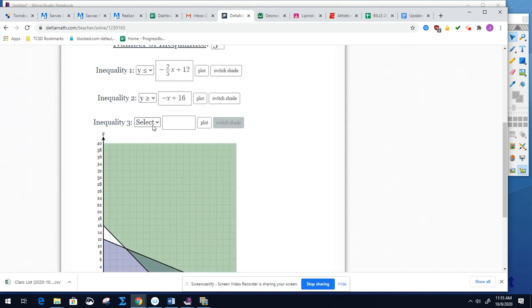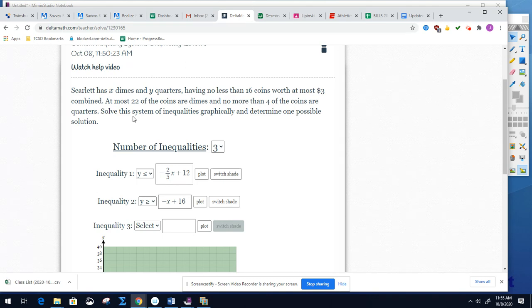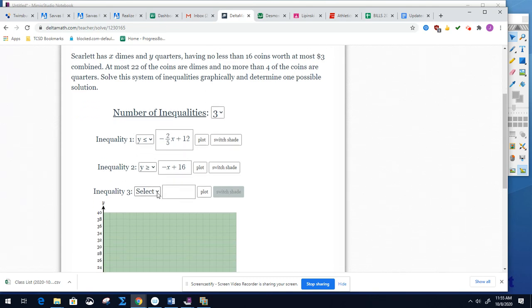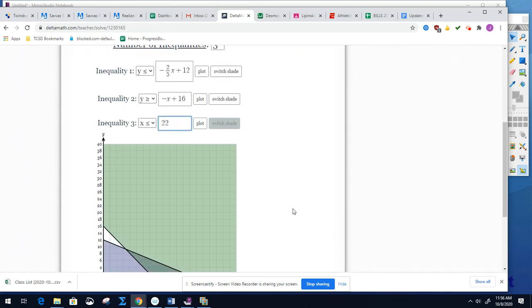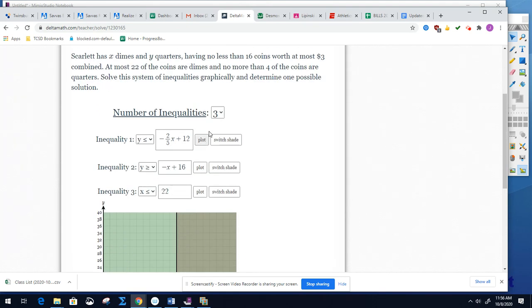And then again, I had two separate lines here. At most, 22 of the coins are dimes, and no more than 4 of the coins are quarters. So at most, 22 of the coins are dimes would be at most x, because we let dimes equal x. So x has to be less than or equal to 22. Okay, and that would be plotting that and shading everything to the left.